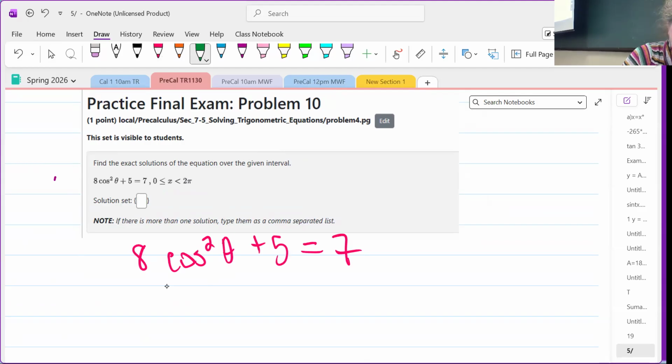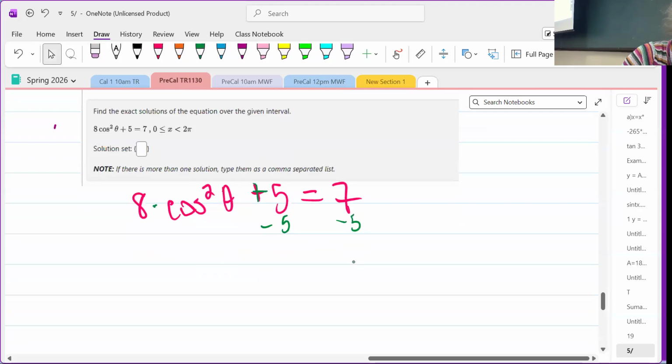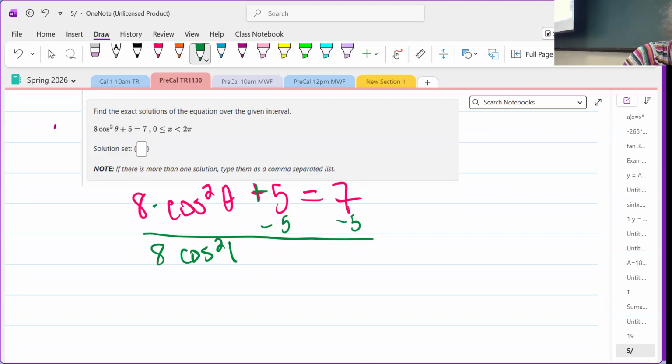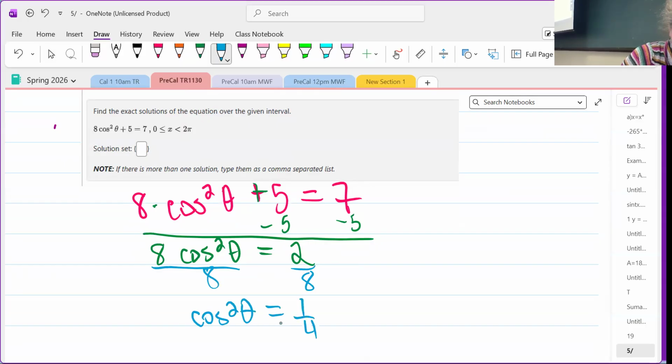All right, so our first step is to try to get the cosine squared theta by itself. So I've got an 8 being multiplied, and I've got a 5 being added. I can deal with those in either order, but usually we deal with the addition or subtraction first. So 8 cosine squared theta equals 2. And then I divide by the 8. So cosine squared theta equals 1/4.